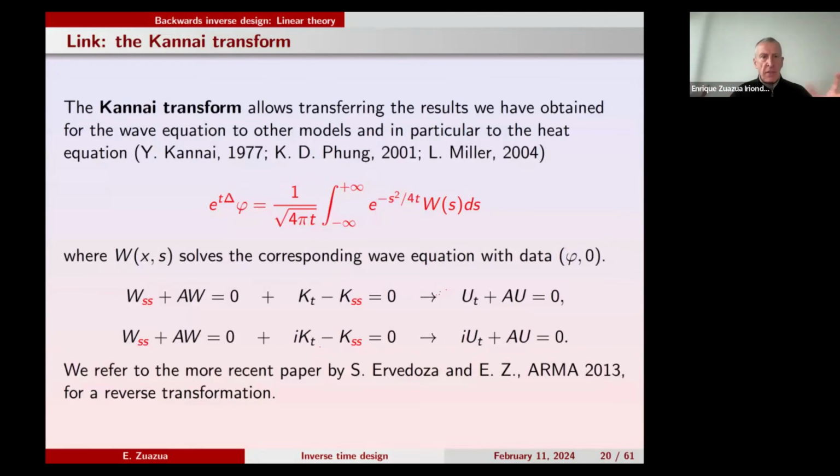Actually, because the wave and the heat equation behave in such a different way, in the classical mathematical physics literature a transformation has been employed on several occasions, for different purposes, that is able to link the solution of the wave equation and the heat equation. So the principle is written here. Some people call it the Kanai transform, some others transmutation.